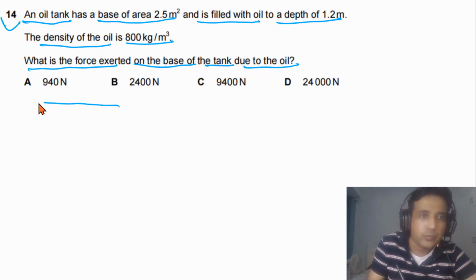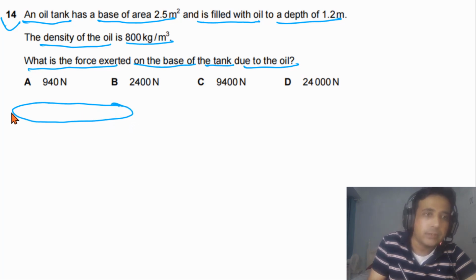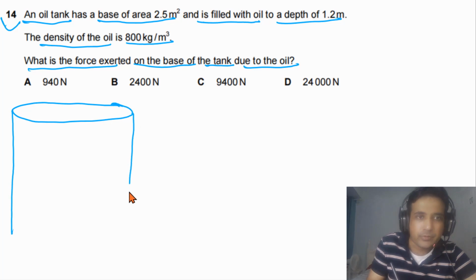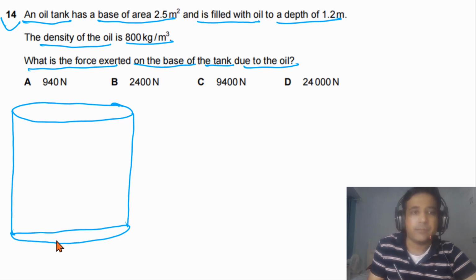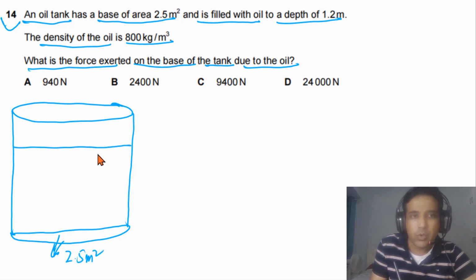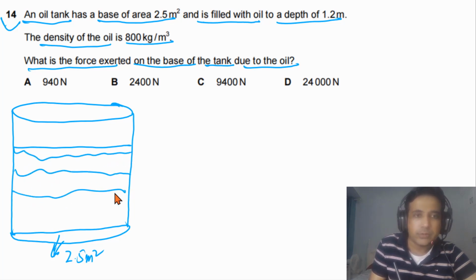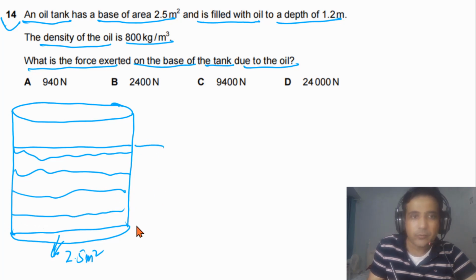First of all we can draw a tank. You can imagine we have a cylindrical tank. Base area of this tank is given, that is equal to 2.5 meters square. We can also imagine it has oil inside. So this is oil. Depth of oil is given, that is equal to 1.2 meters.